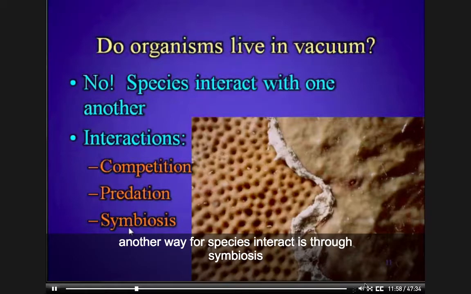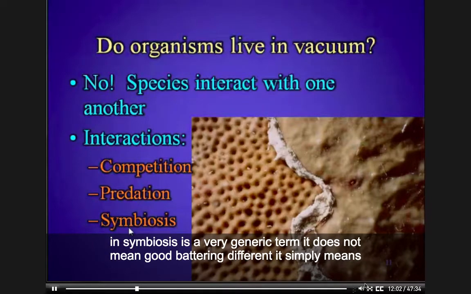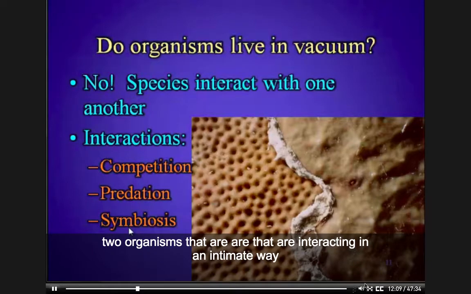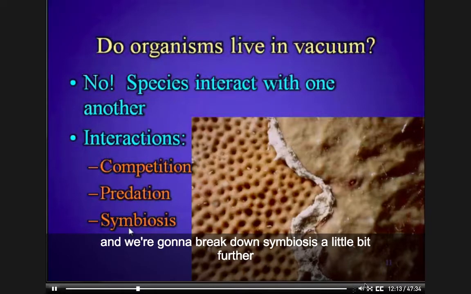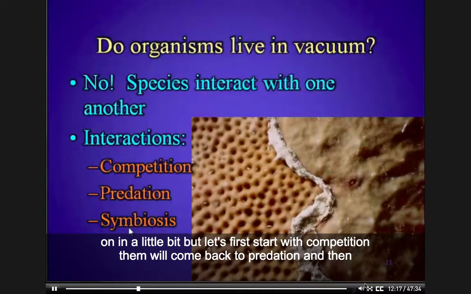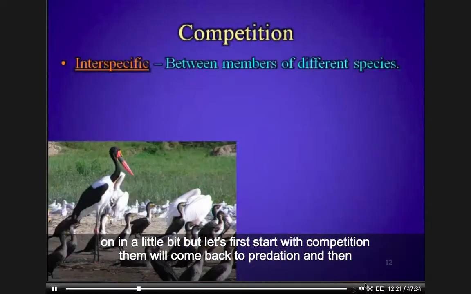Another way for species to interact is through symbiosis. And symbiosis is a very generic term. It does not mean good, bad, or indifferent. It simply means two organisms that are interacting in an intimate way. And we're going to break down symbiosis a little bit further in a little bit. But let's first start with competition, then we'll come back to predation, and then symbiosis.